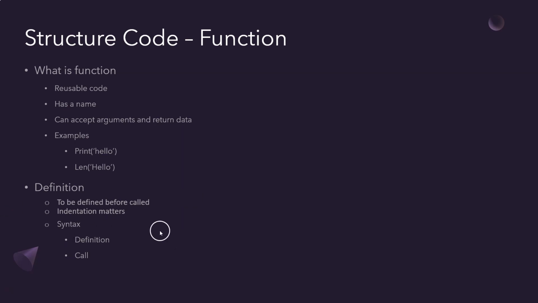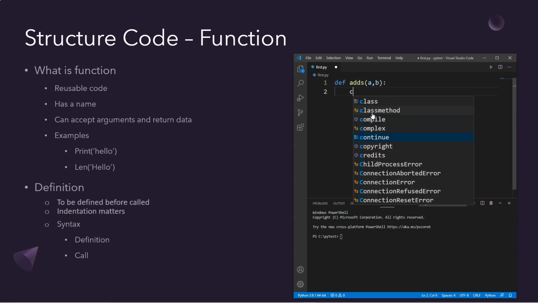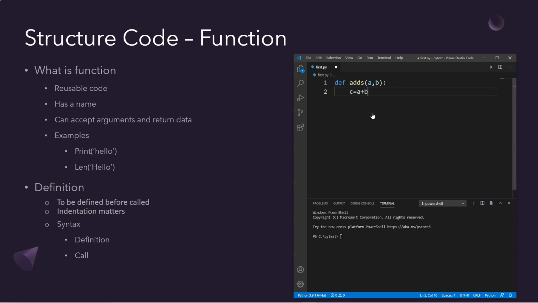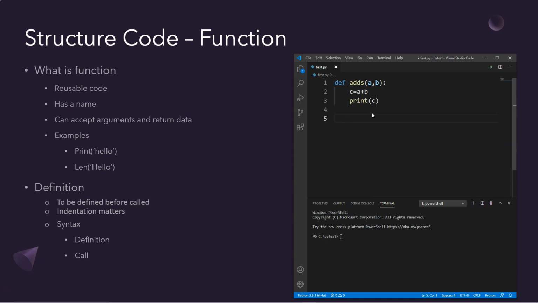So first define it and then we call it. And the condition is the function has to be defined before it is called, and the indentation matters. We'll go through all this. Let's say I want to define a function which adds two values. So we're going to pass a and b as two values, and it says c equal to a plus b, print c. Very simple function. It takes two values, adds them and prints them.